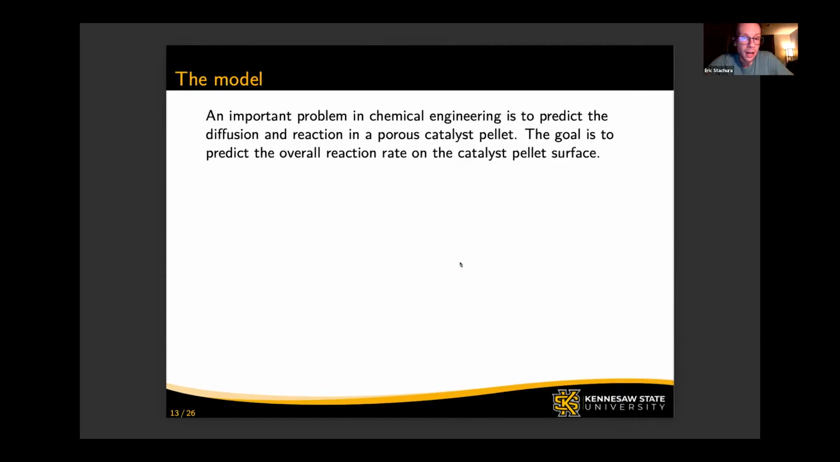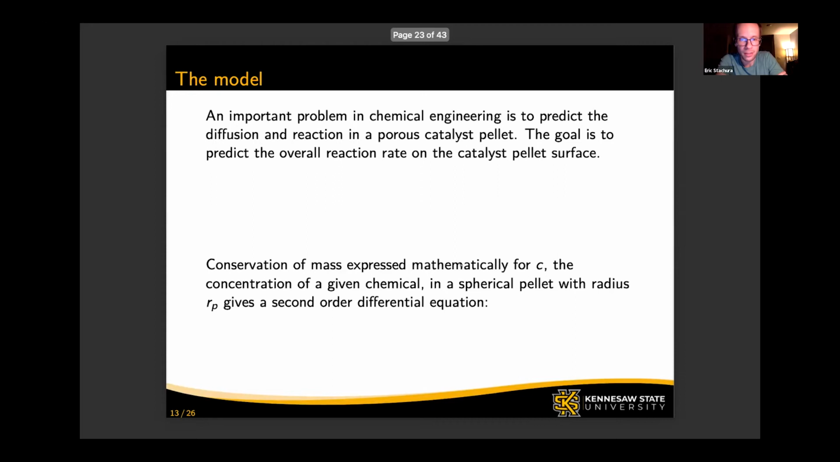And so apparently a classical problem in chemical engineering is to predict diffusion and reaction in one of these catalyst pellets. And so the idea is to predict the overall reaction rate. Doing this, we're going to get a second order differential equation, and by solving that second order equation, they'll solve very concretely this chemical engineering problem. So I give them a result that says conservation of mass. I don't go through the derivation. It's a little bit too technical, and I refer them to a reference if they're interested. But we're going to essentially start from conservation of mass and get a second order differential equation that way.